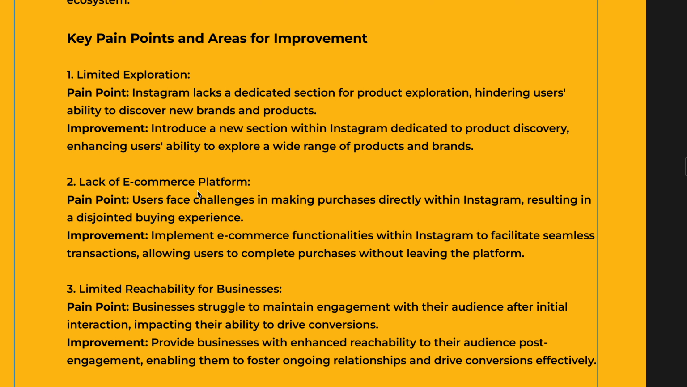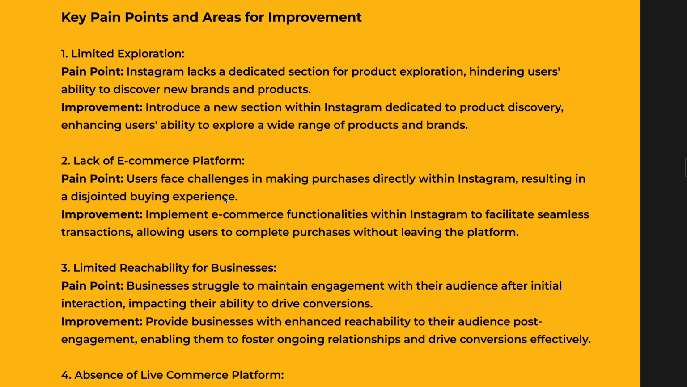Second would be lack of e-commerce platform, as we have already mentioned. So this is level 2. I'm just putting things at a micro level. So first is limited exploration. Second is lack of e-commerce platform. Users face challenges in making purchases directly within Instagram, resulting in a disjointed buying experience. As I said, they will have to go to that brand's website to make a purchase. So implement e-commerce functionality within Instagram to facilitate seamless transactions, allowing users to complete purchases without leaving the platform. This is what we are trying to achieve.